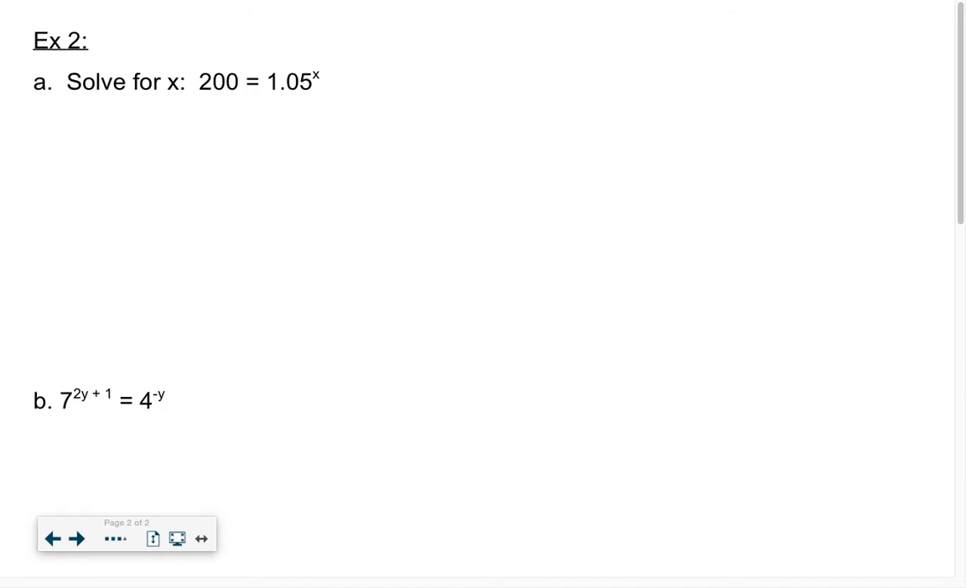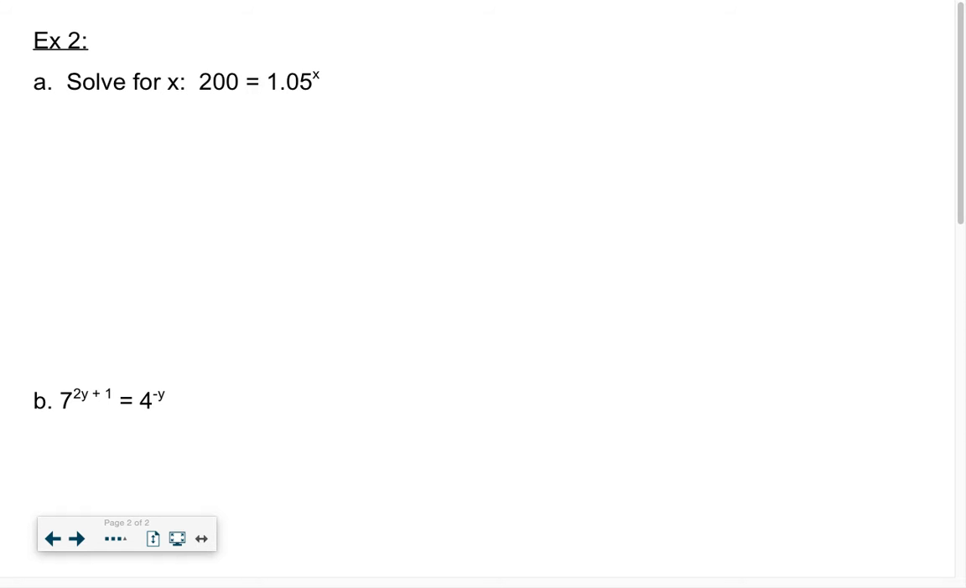And then we get to problems like this. 200 is equal to 1.05 raised to the power of x. Again, where is the variable located? In the exponent. And the method that we did in the first half of the lesson is to try to find the common base. You're probably seeing 1.05, and it's going to be tough to find that common base working with 200. So the method that we did in the first half is not going to work here.